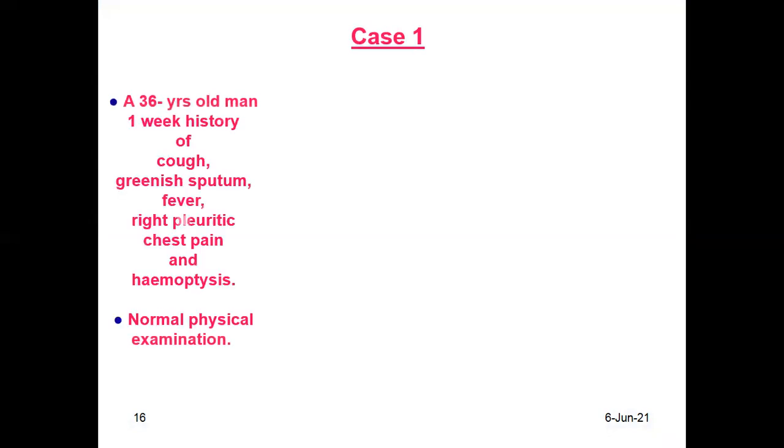The first case was a 36-year-old man who had presented with a 1-week history of cough, greenish sputum, fever, right-sided pleuritic chest pain, and hemoptysis, with a normal physical examination.